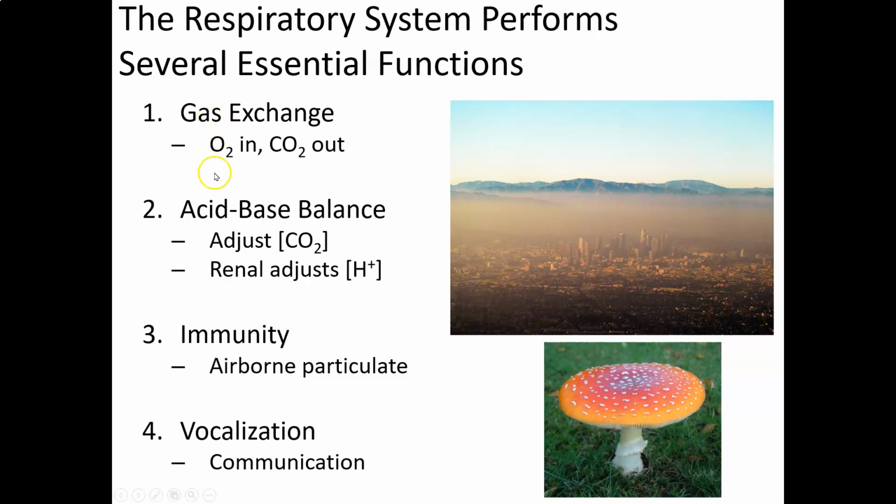There are four major functions. Number one is gas exchange. Oxygen in, CO2 out, important components of that. Second thing is acid-base balance. As we said before, we've said a couple times this semester, the kidneys help regulate the acid-base balance by secreting or retaining hydrogen ion, and the lungs can do the same thing by adjusting the CO2, which acts as an acid in the blood. So acid-base balance is an important consideration.